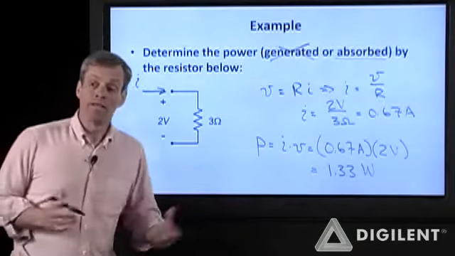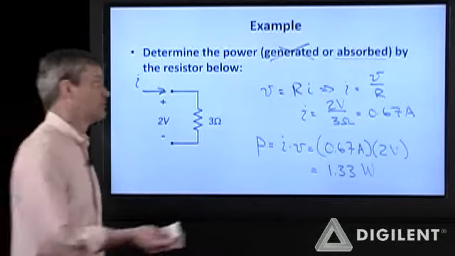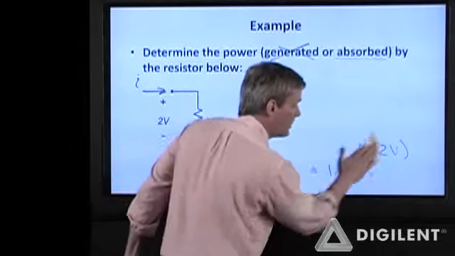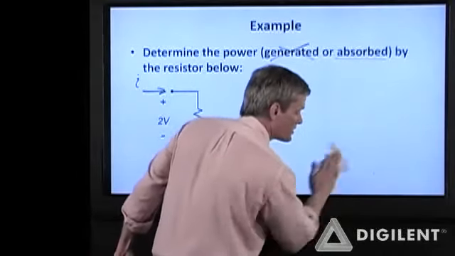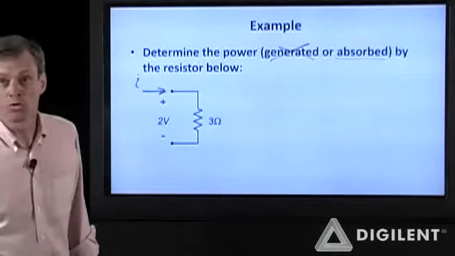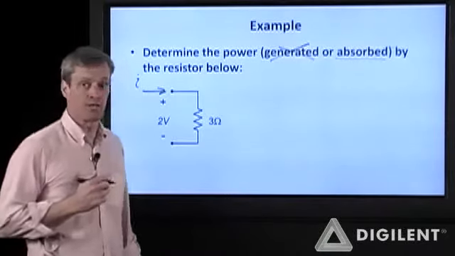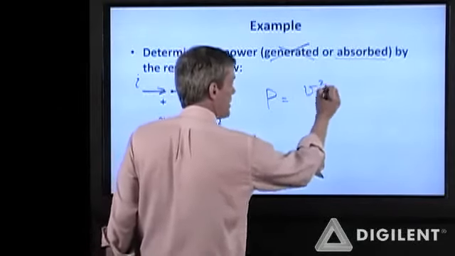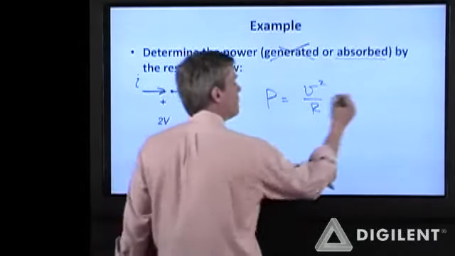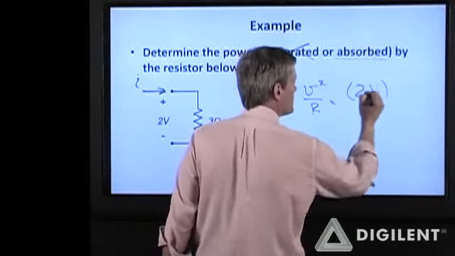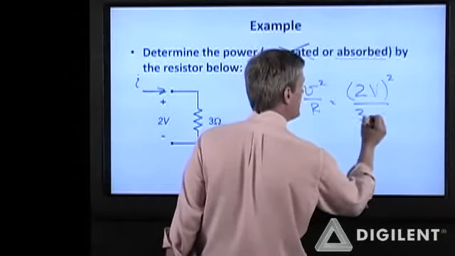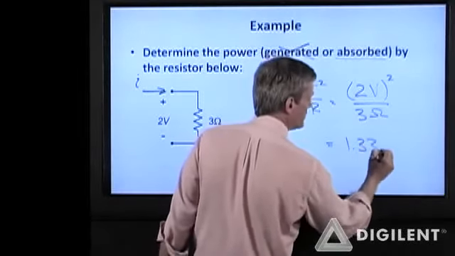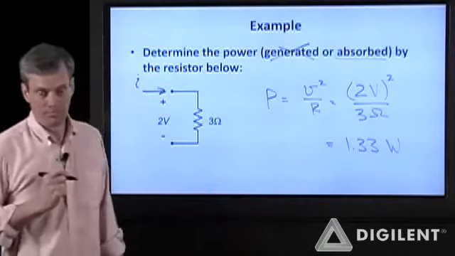There's an easier way to do this problem for a resistor. You're given the voltage difference. The power can be determined directly from the voltage across the resistor. So for P, we can use our relationship V squared over R. Voltage is 2 volts squared over 3 ohms. So this is 1.33 watts again.